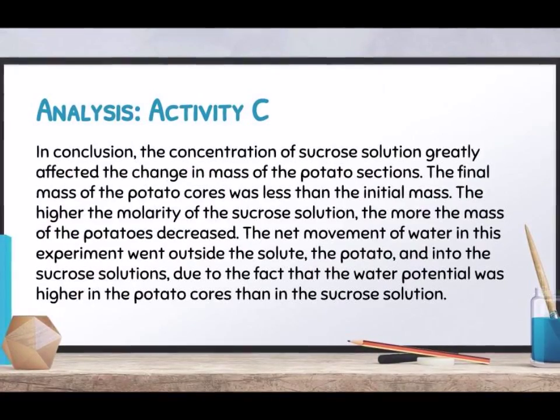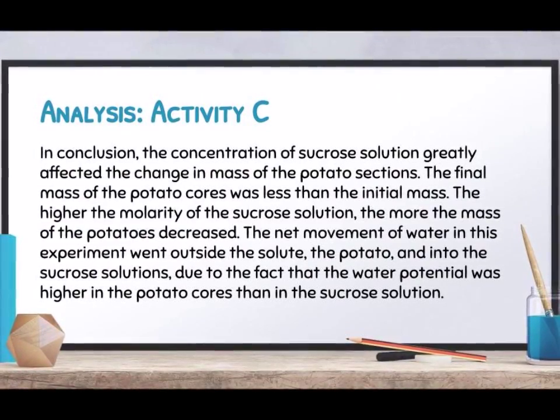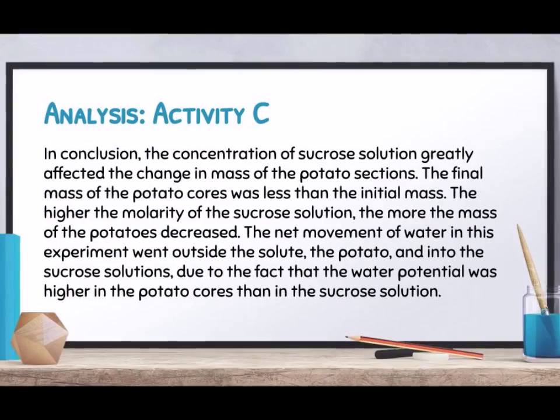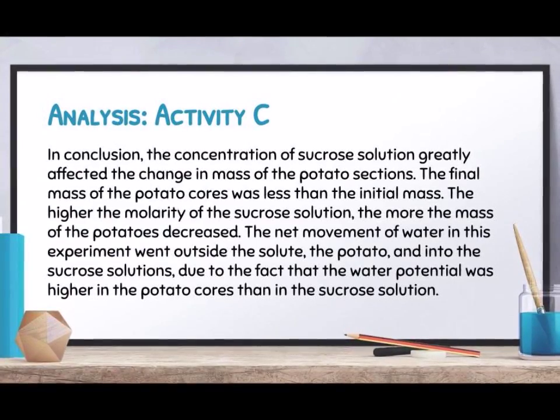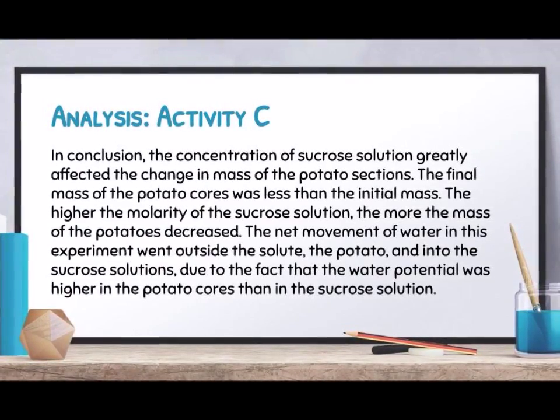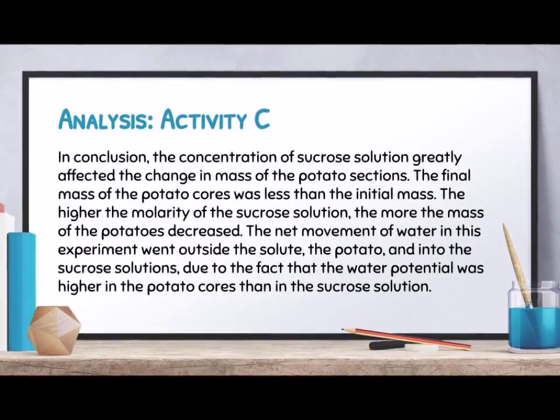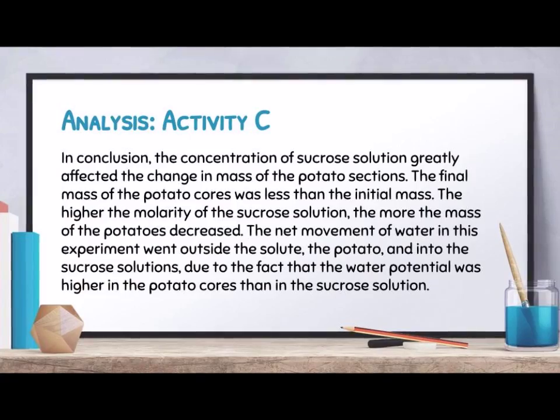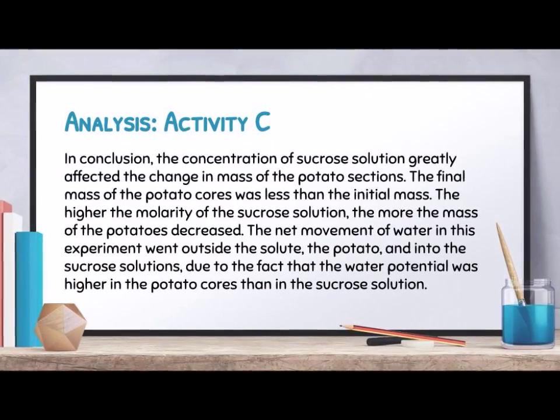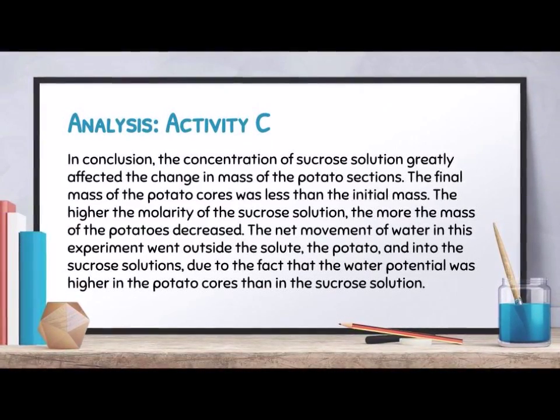In conclusion, the concentration of sucrose solution greatly affected the changes in mass of the potato section. The final mass of the potato cores was less than the initial mass. The higher the molarity of the sucrose solution, the more the mass of the potatoes decreased. The net movement of water in this experiment went outside the solute, the potato, and into the sucrose solution, due to the fact that the water potential was higher in the potato cores than in the sucrose solution.